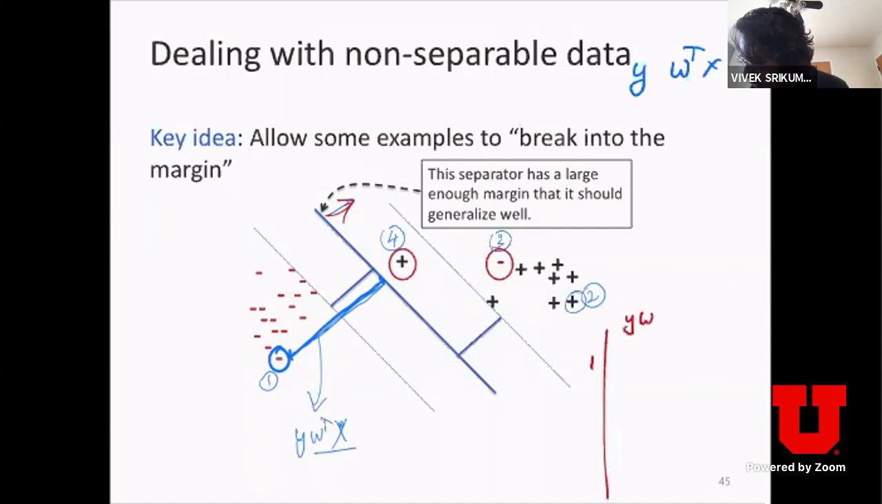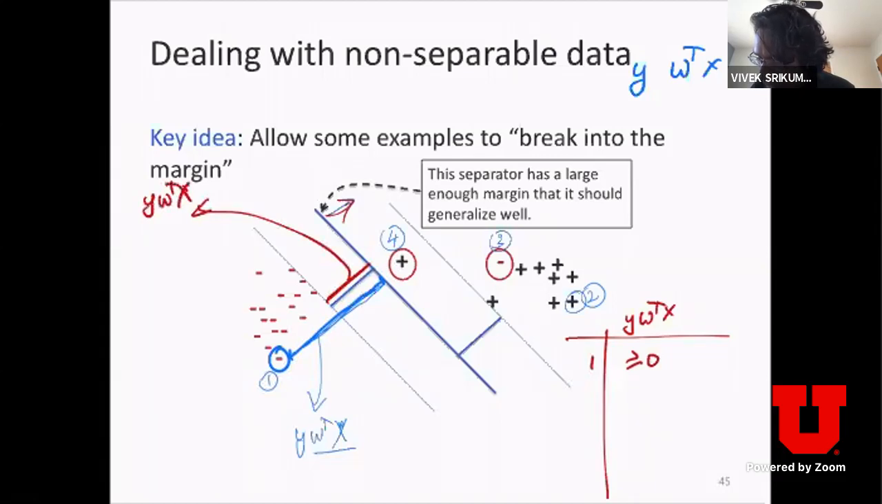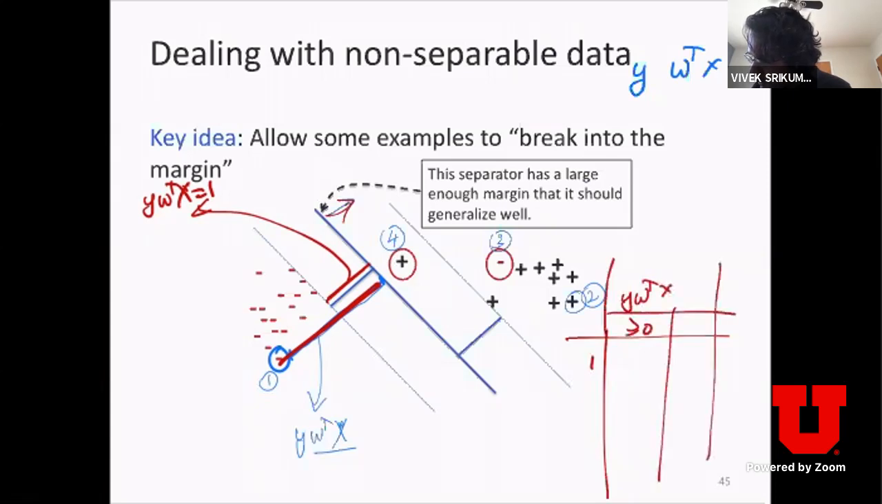So for point number one, you have yw transpose x is greater than 0. In fact, it's not just greater than 0. We have already assumed by the definition of the margin that for the closest point, yw transpose x equals 1. So notice that this is more than 1 here. So it's not just greater than 0. Let me write it this way: yw transpose x is greater than 0. Is it greater than 1?